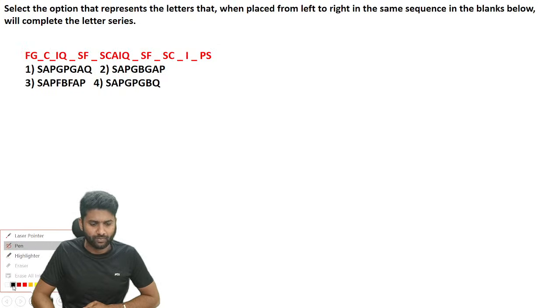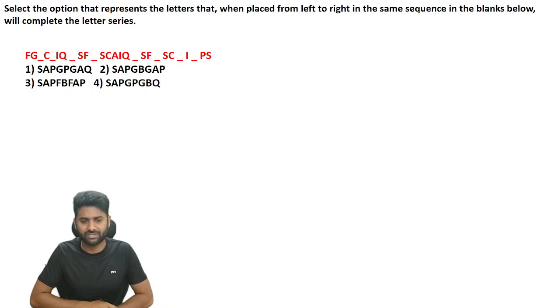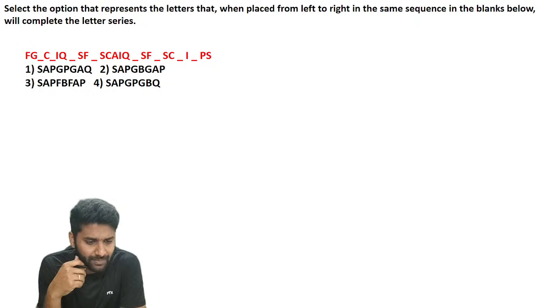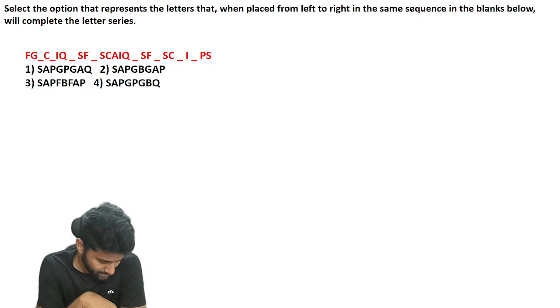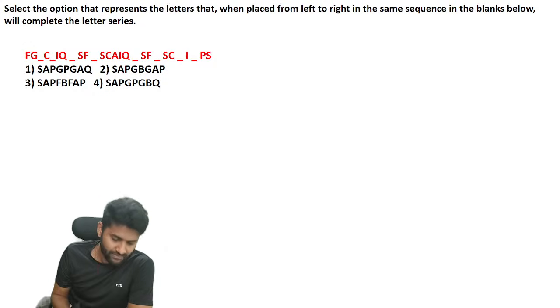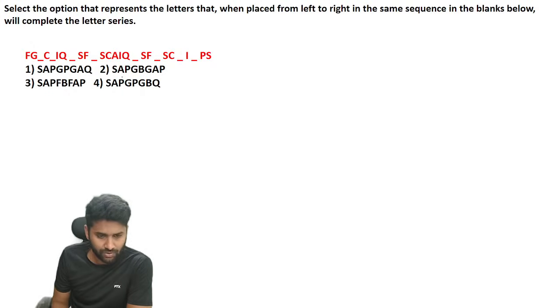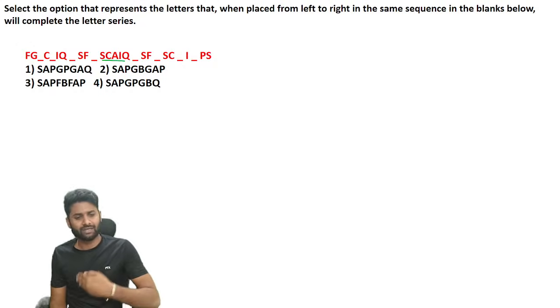Next, one of the important models here, it's all about observation. Select the option that represents the letters when placed from left to right in the same sequence in the blanks below, will complete the letter series. See, we have a repetition of letters, guys. Identify the logic. For solving these kinds of questions, first identify the most repeated, meaning the most number of elements visible. So you can see that these are the 5 letters which are repeated. After the 2 letters, 1 letter only. So just find the logic in these 5 letters. You will get the answer. Why? Because most of the elements are repeated.